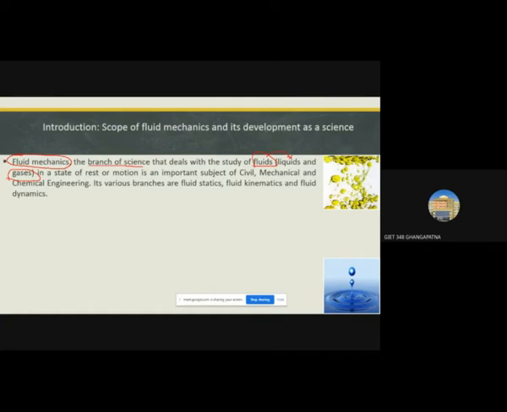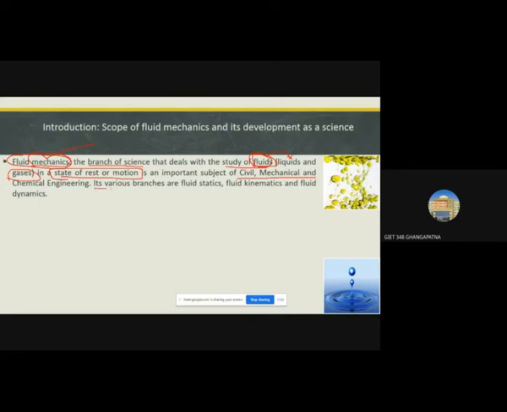So, as I already told you, very simple: mechanics means the body is in a state of rest or motion. Fluid mechanics deals with the study of fluids which are in a state of rest or motion. I hope you have understood. Whenever a fluid is in a state of rest or motion, that simple study is called fluid mechanics. And as I already told you, this is an important subject for mechanical, civil and chemical engineering.